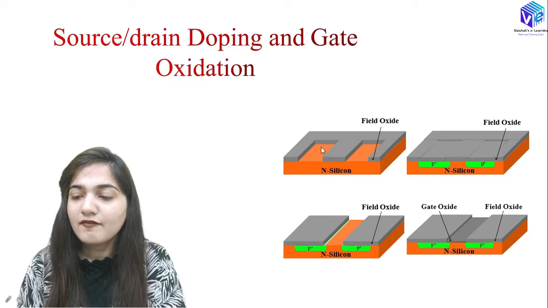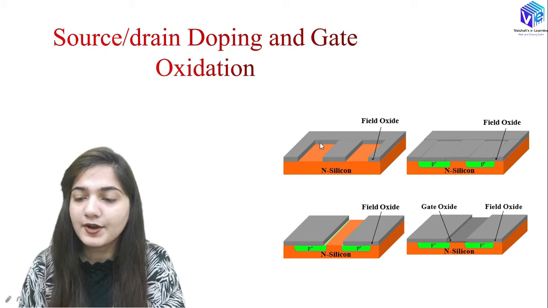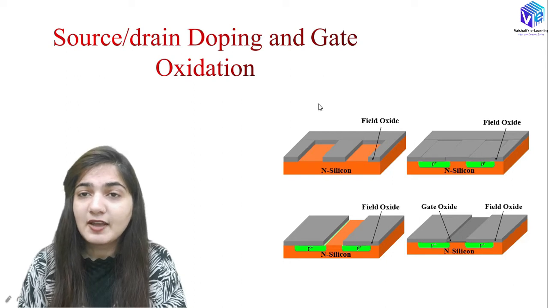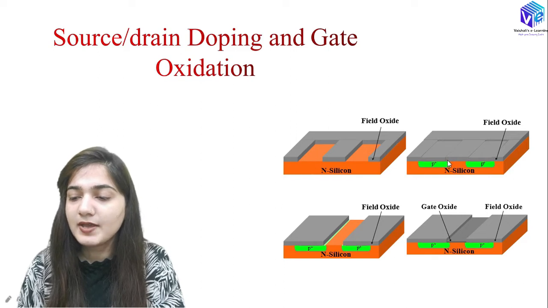So you can see, first of all I will be doping this layer with the P type of element or ions. So for the P type of ion I can use the boron ions, and I can use the diffusion process, so that here I will be forming the P type source and drain region.